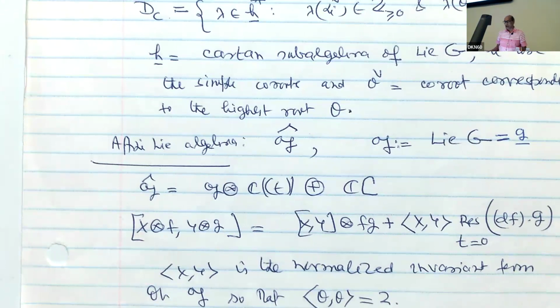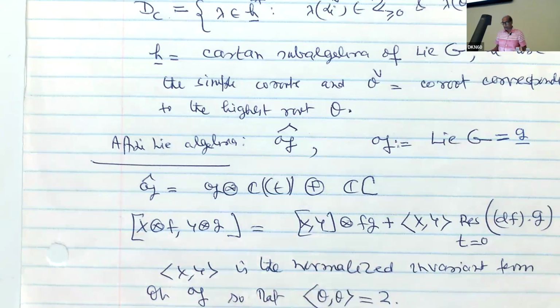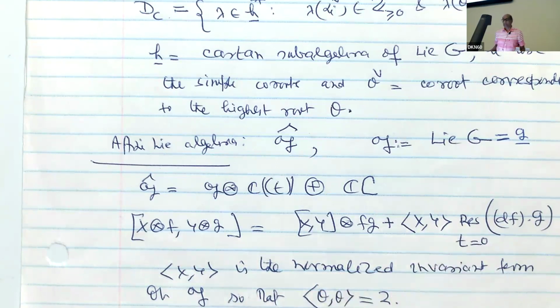So the affine Lie algebra G hat, probably I don't even need to define, but just for the sake of it. G hat is G tensor the Laurent series ring, direct sum a central element, capital C, a one-dimensional vector space generated by the central C. And the commutation relation is the bracket of X tensor F and Y tensor G is the bracket XY tensor FG, plus the Killing form XY times the residue of DF times G, and I'm taking the residue at T equals 0.